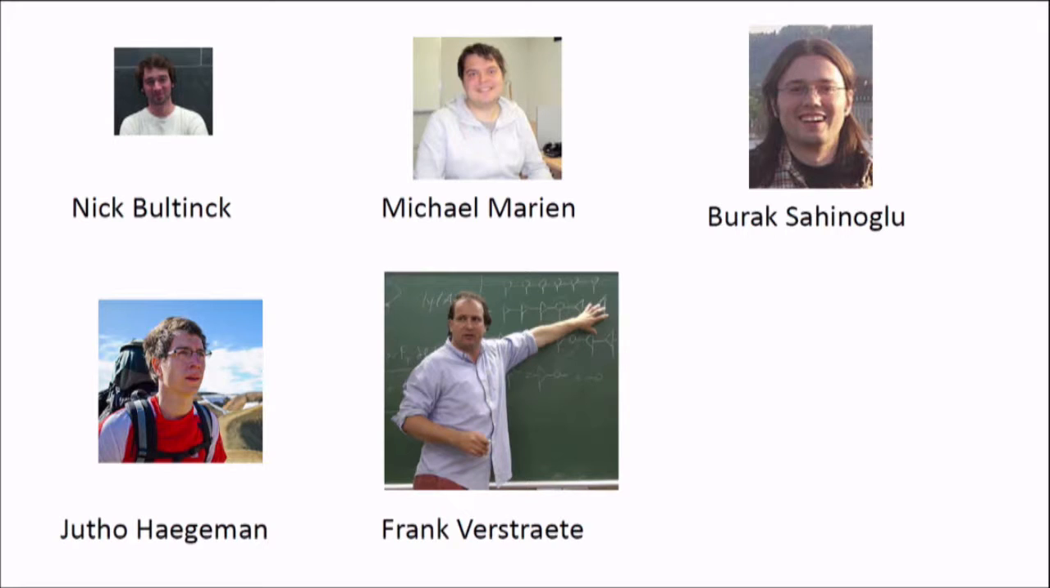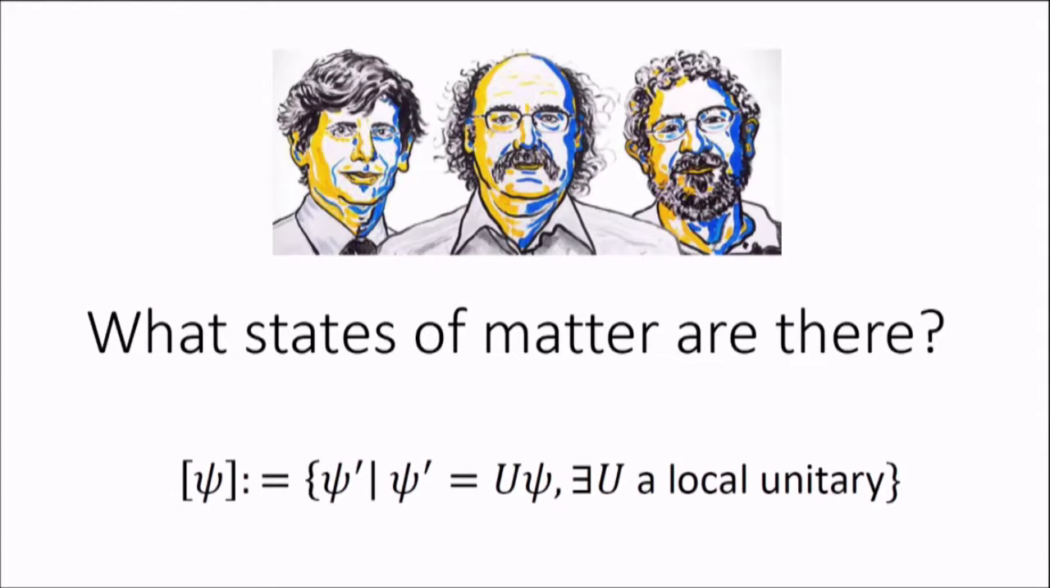Here are some nice little mugshots of all my collaborators. On this project, the lion's share of the work, I think, was done by Nick Bultinck and Mikhail Mariën, who are at Ghent, also in Frank's group. We also have Burak working on this, and our supervisors, Jutho Haegeman and Frank Verstraete. All these guys need to optimize their SEO, because this is what you find if you Google their names. It's not great.